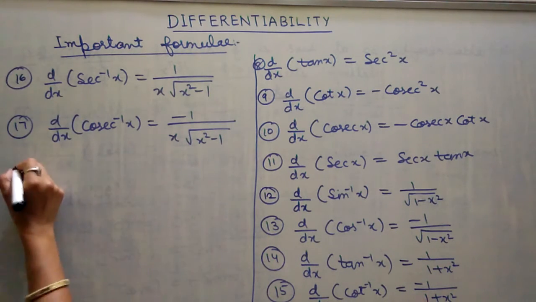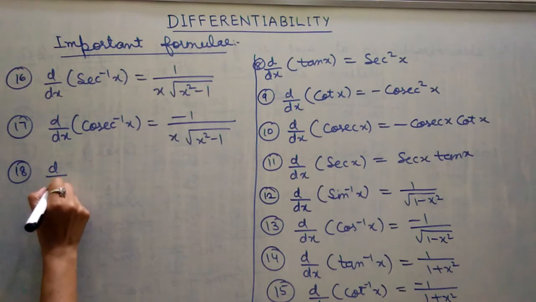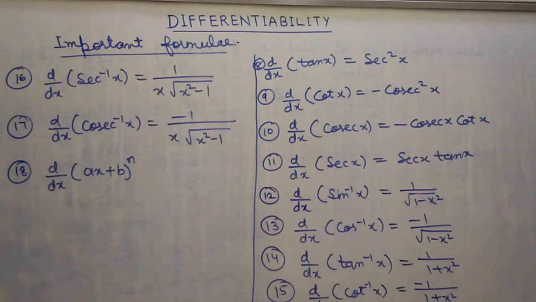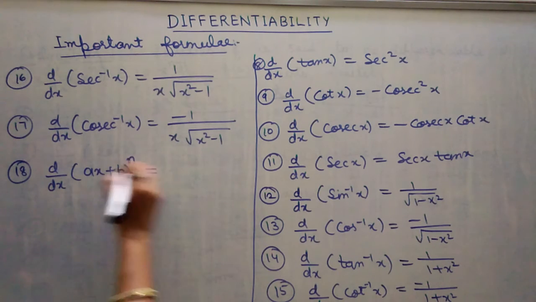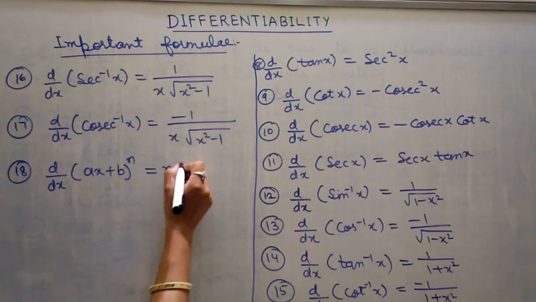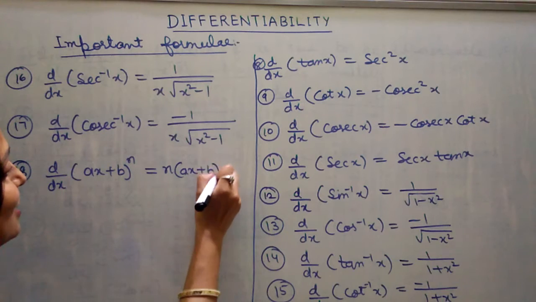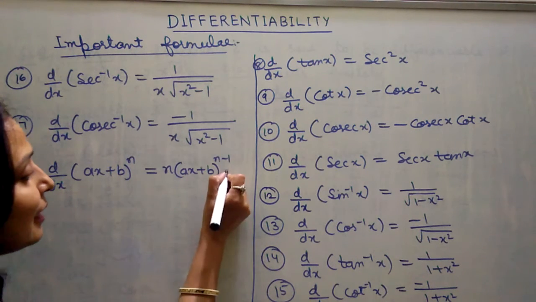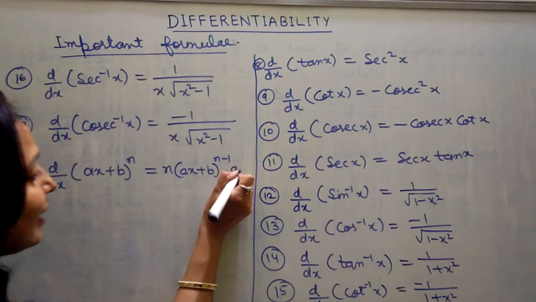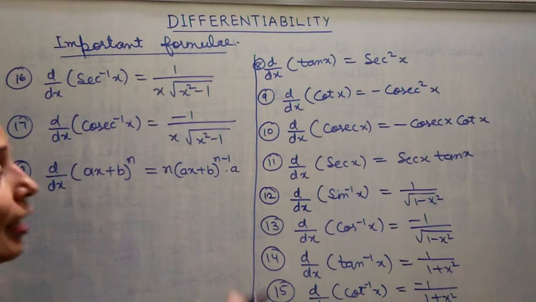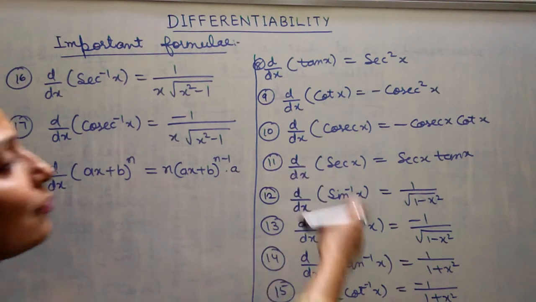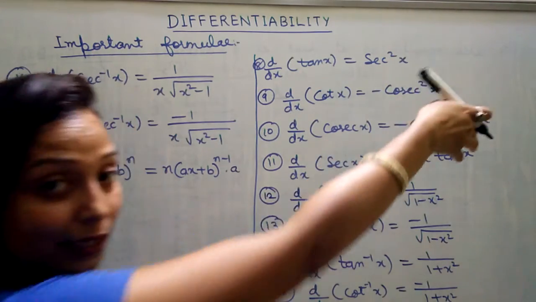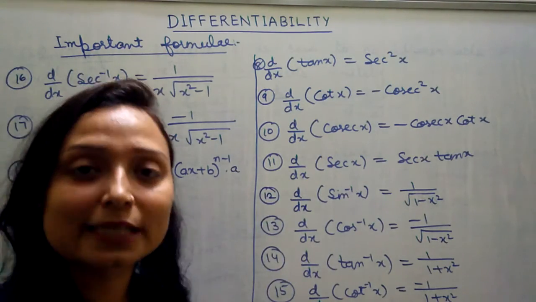Now come to one more formula. If the function is given as ax plus b raised to power n, how can we write it? n comes in front, ax plus b raised to power n minus 1, and further the derivative of the interior function, that is the derivative of ax is a and of b is 0. Similarly, for example, for tan ax, the derivative is secant square ax into a. So I will do this by using the chain rule.